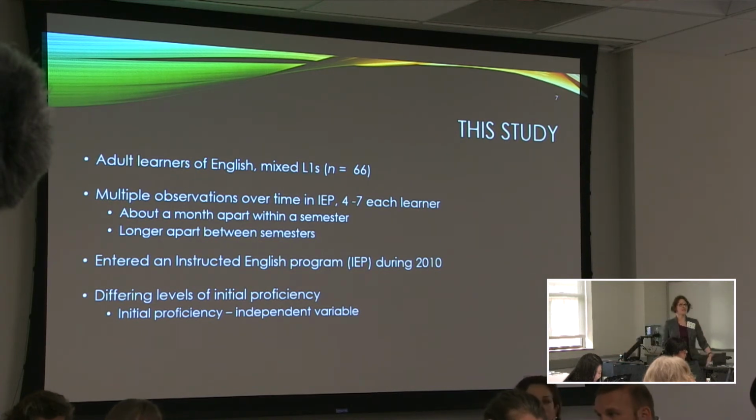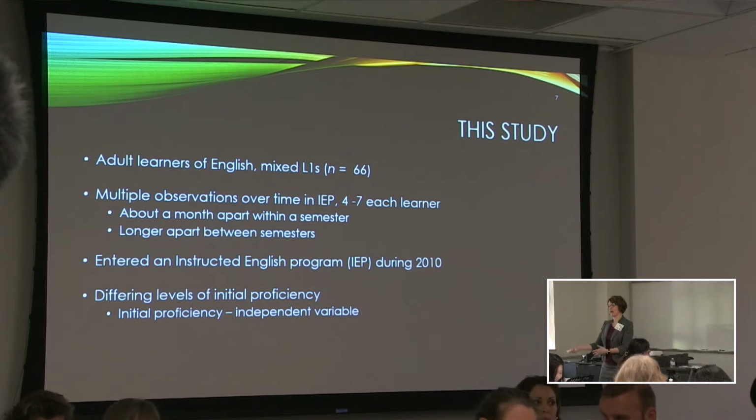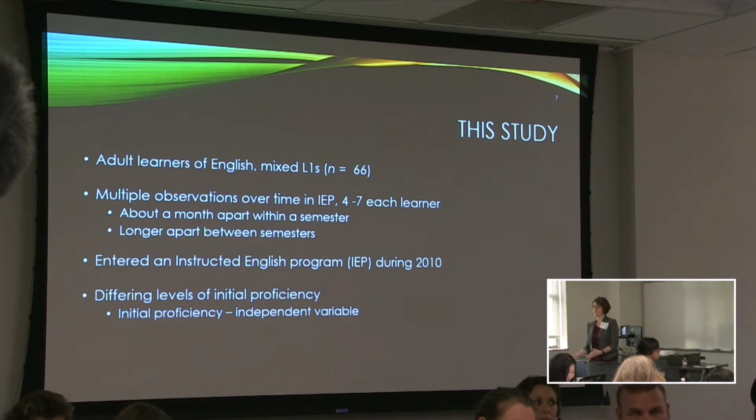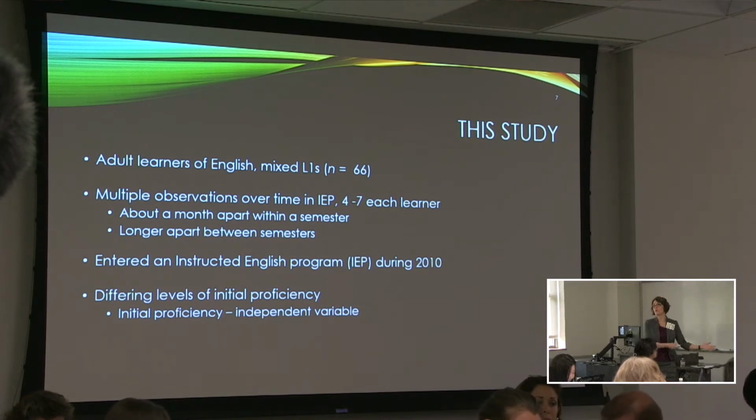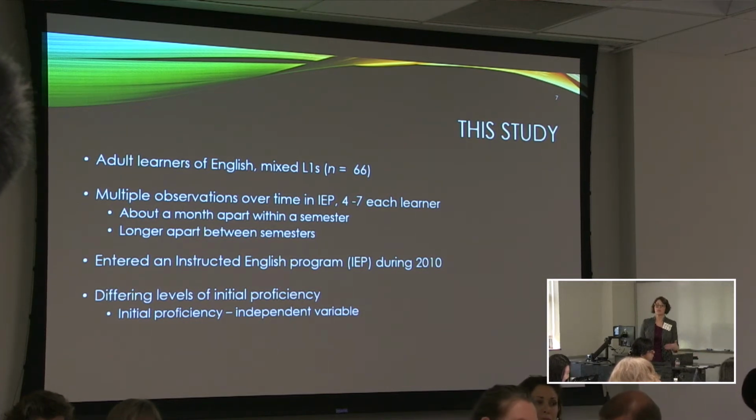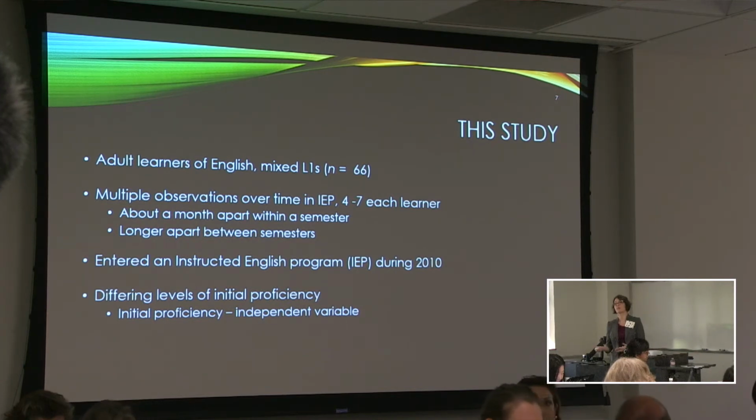But as you can imagine, some people came and went, and some people started at a higher level, so they weren't in as long. And that's why there's variation in how many observations. And because I wanted to observe them from when they arrived, the initial proficiency did vary. So initial proficiency was entered as an independent variable in my study.